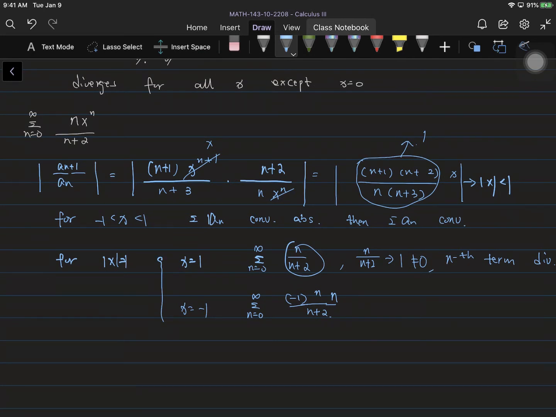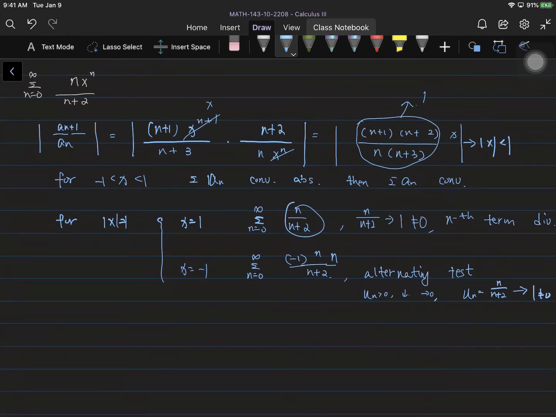When x equals -1, we can take a look. This is our series, and we notice that this is an alternating series, right? So we are going to use the alternating series test. The alternating test has three parts: u_n is positive, decreasing, and goes to 0. But look at this one. Our u_n equals n over n plus 2. Does this go to 0? No, it goes to 1 actually. So it doesn't satisfy the alternating test, so this series also diverges.